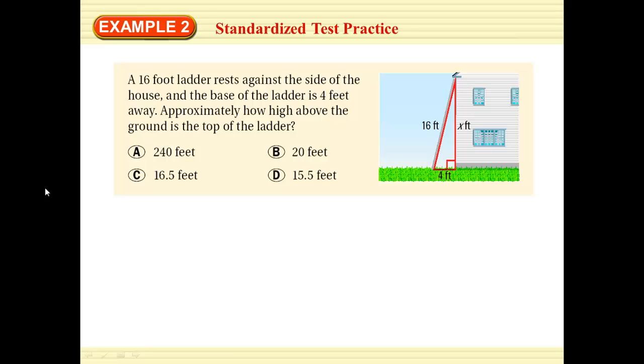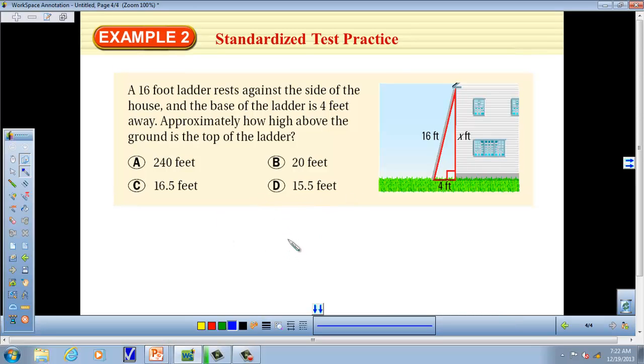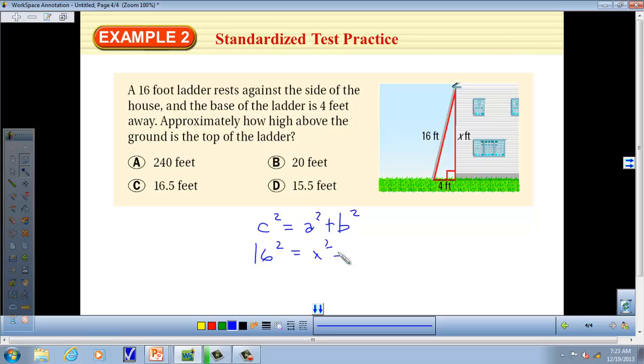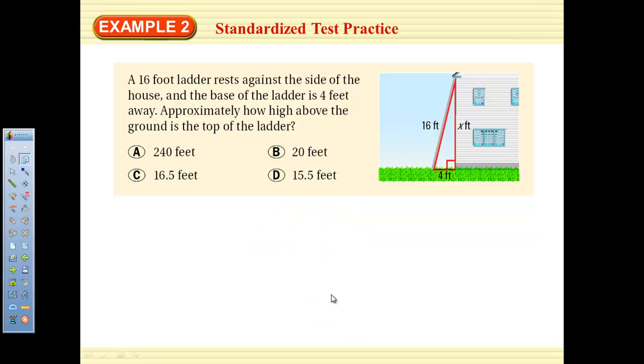I'm going to do the setup, but because we're going to get a decimal answer, I'll show you what they did for the work. Remember it's c squared equals a squared plus b squared, where c is the hypotenuse. So we write 16 squared here, and then we have x squared plus 4 squared. And that's basically what the setup would be. We would end up subtracting 16 from both sides after we square both sides. I'll show you what that looks like.